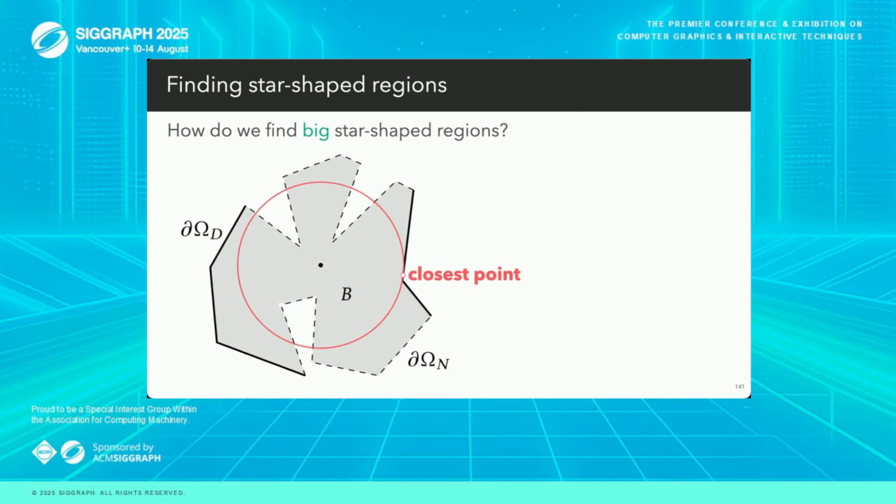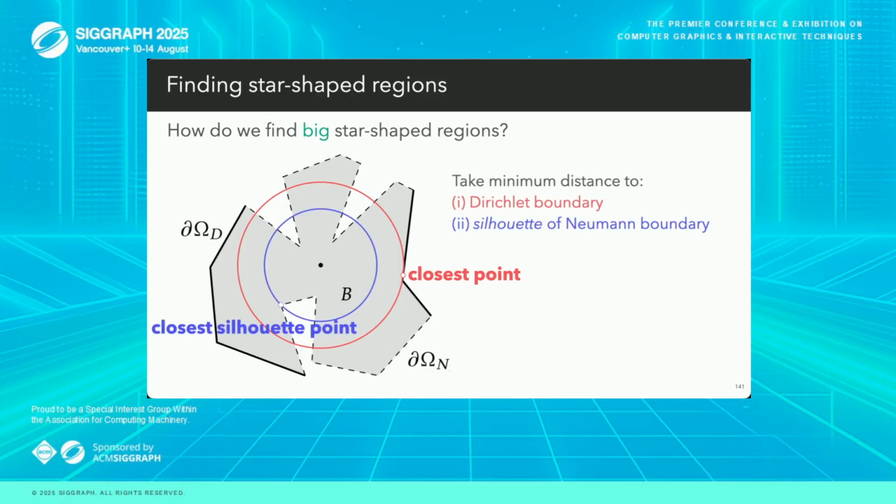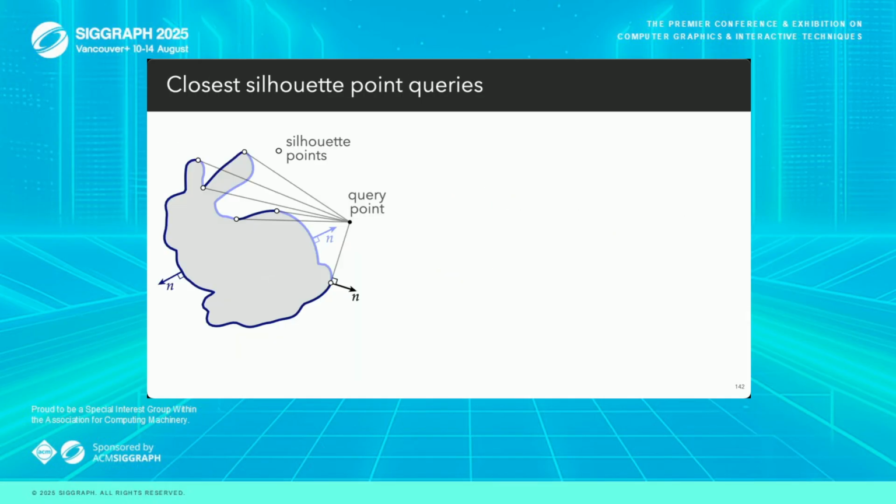So rather than finding just the closest point on the boundary, as we do in walk-on spheres, we now find the closest silhouette point on the Neumann boundary, and then we'll take the minimum of these two distances to define a star-shaped region. Now, by closest silhouette point, I specifically mean the point on the boundary where the normals will change from being front-facing to back-facing, or vice versa.